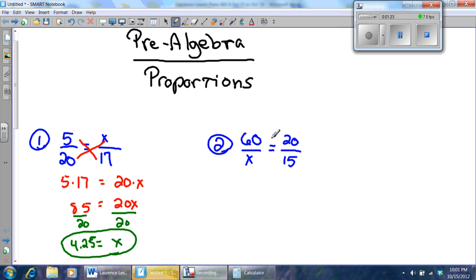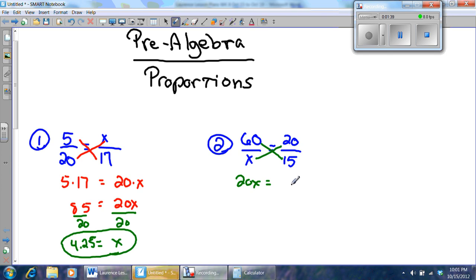Why don't you try this one on your own? This one's really easy. Here comes my solution. I'm going to get 20 times x. By the way, that's just coincidence. That's 20 in both cases. And 60 times 15.